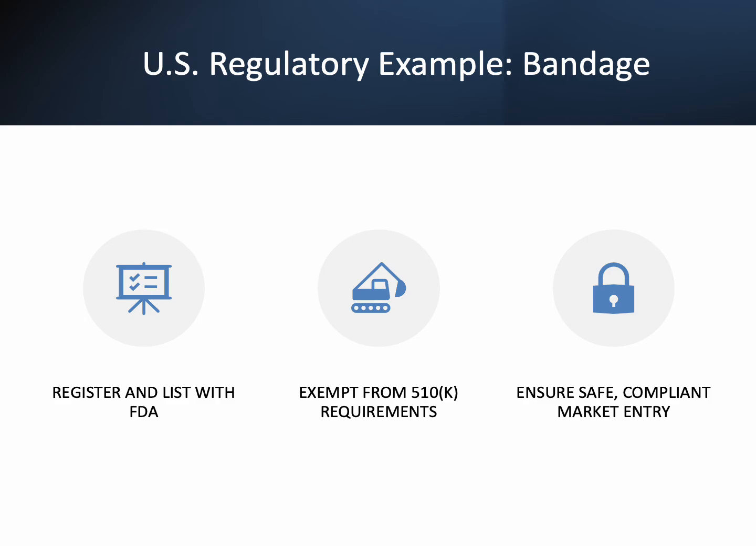Regulatory example, a bandage. This Class I device, posing minimal risk, requires establishment registration and device listing with the FDA but is typically exempt from 510(k) requirements under 21 CFR Parts 860-892. For example, a manufacturer registers annually and lists a new adhesive bandage, ensuring compliance with general controls like labeling. Outcomes include safe wound care and market access.